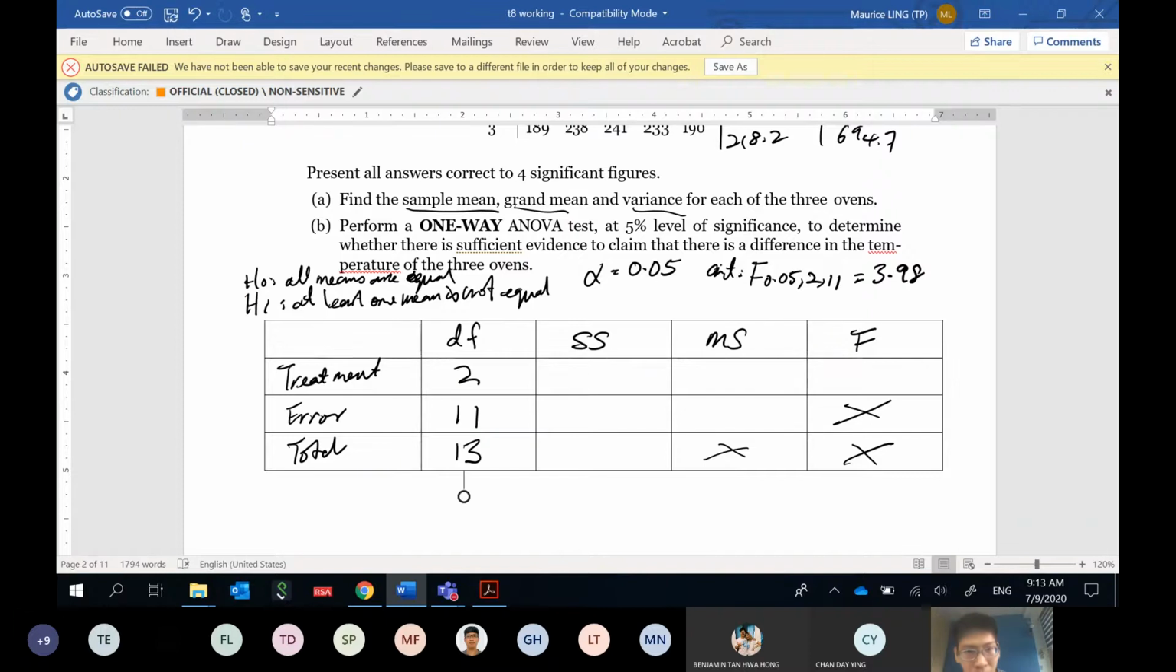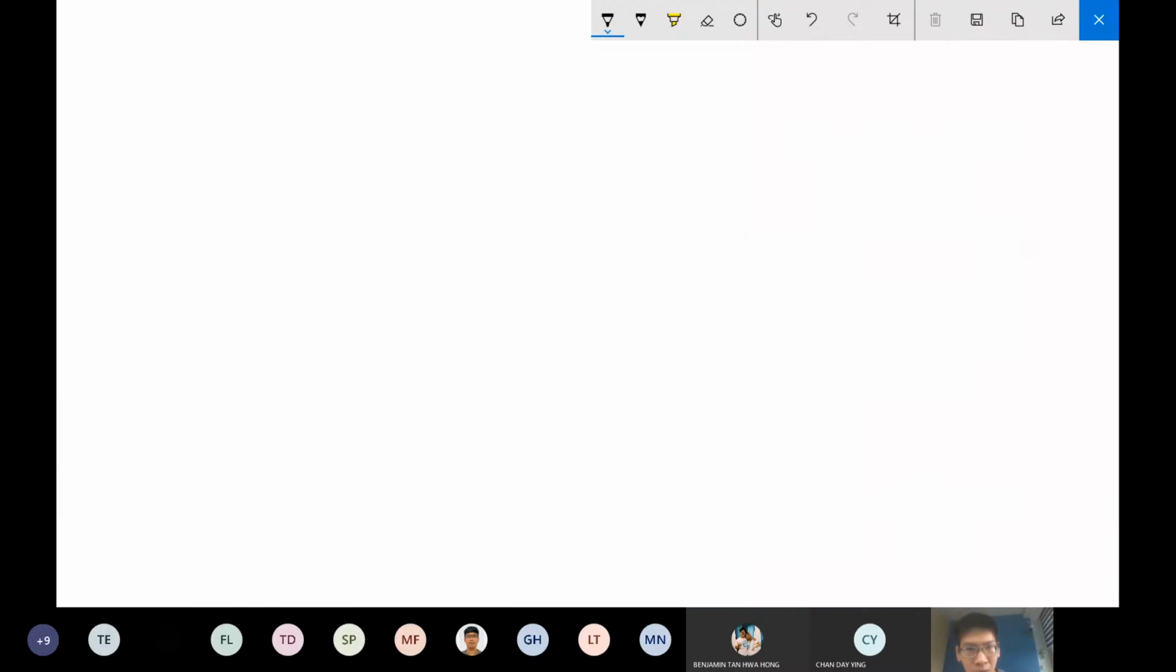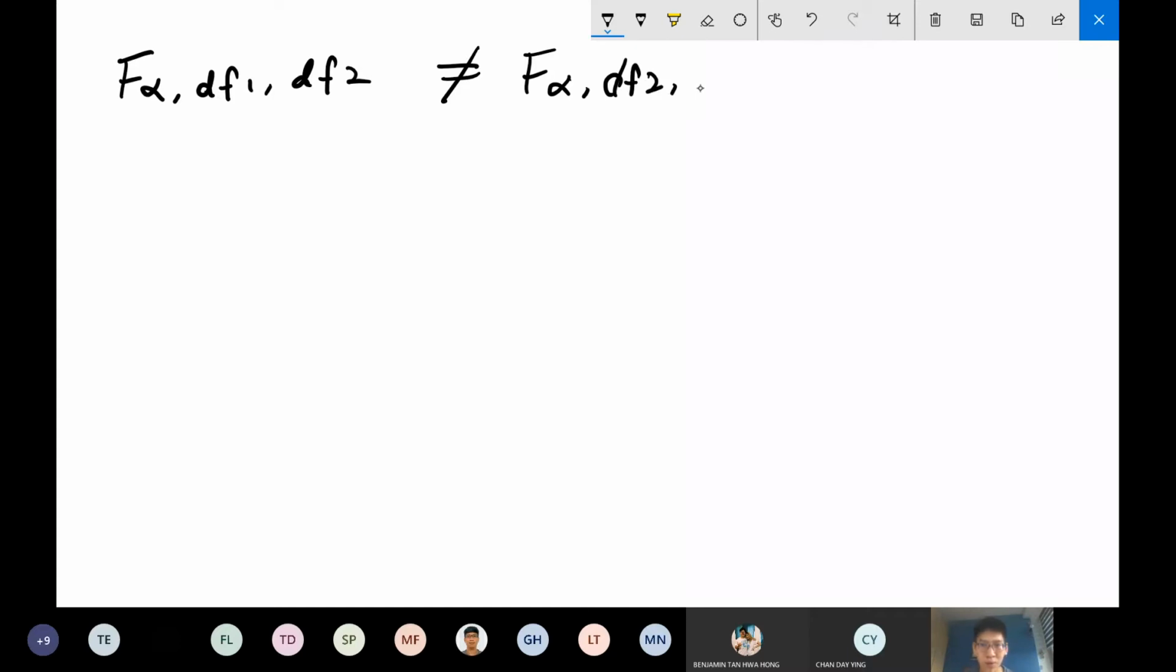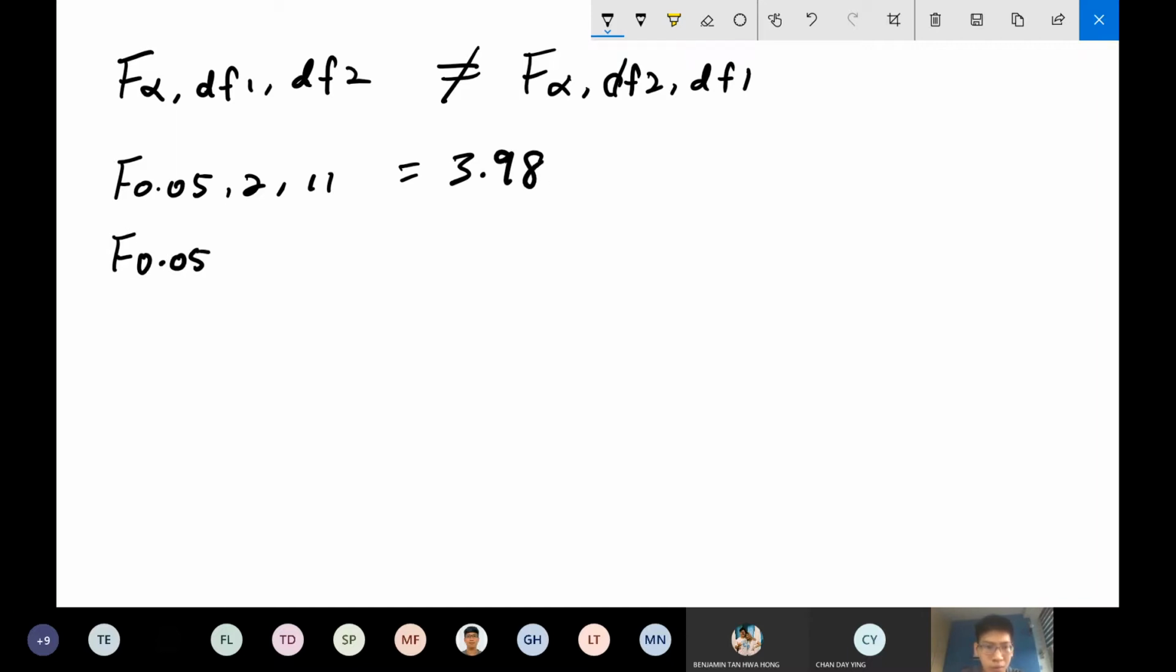So 3.98. What is important here, for the F statistic or degrees of freedom value, is to make sure that you don't swap them, because the value is not the same. Just now, for example, we have 0.05, 2, and 11, and this gives us 3.98. All right, if you swap it, 11 and 2, see what value you will get.